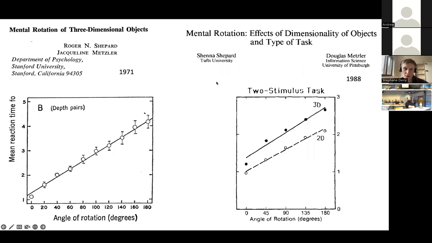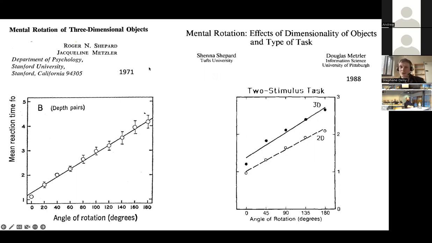And by diving more into the literature, he found this interesting discrepancy between two studies. This is the original study of Shepard and Metzler, where you see how these reaction times go from 1 second to more than 4 seconds as a function of the angle of rotation. But this study was reproduced in 1988 by Shepard and Metzler. The funny thing is that this is not the same Shepard. Here it's Roger Shepard, but here it's Shena Shepard, and it's not the same Metzler. This is Douglas Metzler, and this was Jacqueline Metzler.